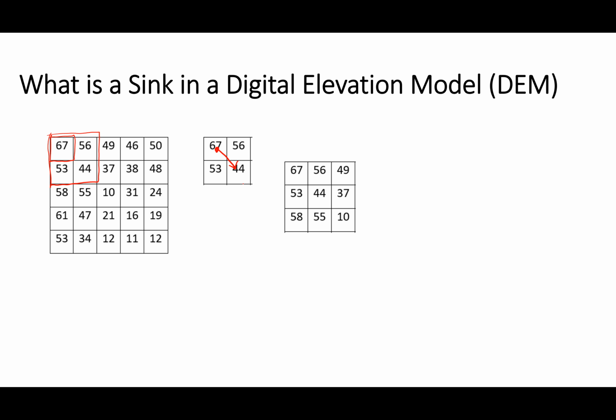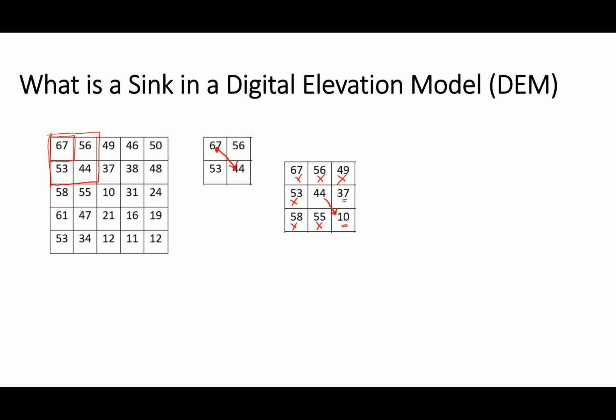Now let's see what happens next. So what I have done here now is I have taken all the 8 neighboring cells of 44. Now if you look at that, you will see that this is higher than 44, so the water cannot go upstream. This is higher, this is higher, this is higher, this is higher, this is higher. Now it can either go to 37, this cell, or it can go to this cell that has elevation of 10. So again, for the sake of simplicity, let's just assume that it will flow to this cell that has the lowest elevation, which is 10. So we started with 67. From elevation 67, the water flowed to 44, and from 44 it went to 10.